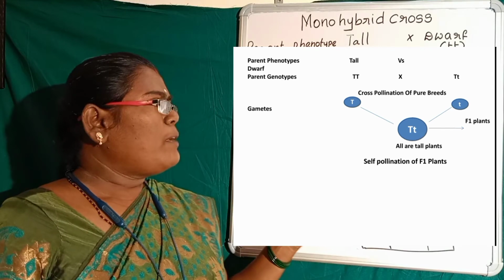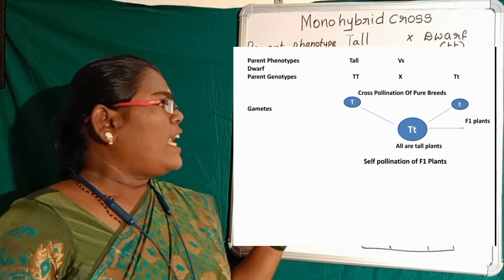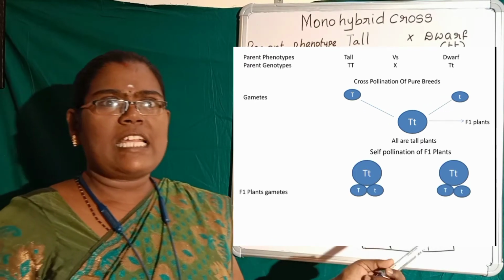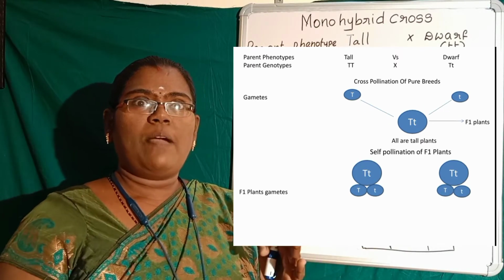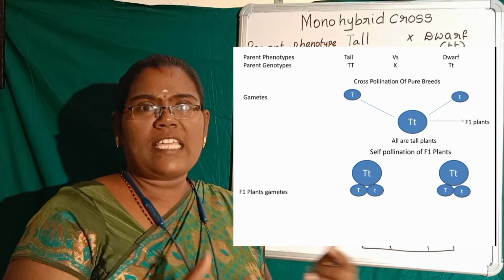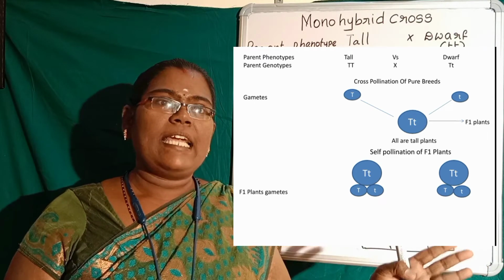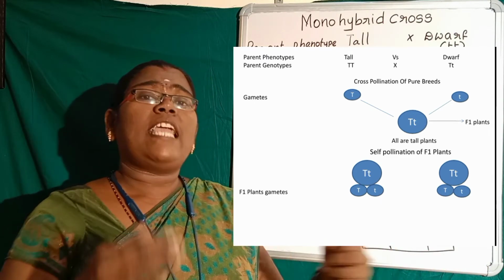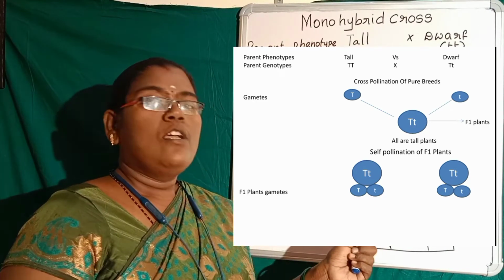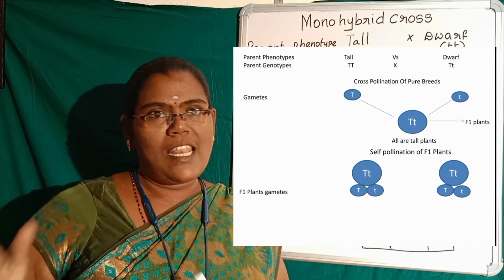Okay, so F1 plants are always in the heterozygous condition. So what are the F1 gametes? It is a heterozygous condition. So here we have to apply the law of segregation. The two alleles can segregate independently, and they can fuse with any other allele. It has that capacity. That is called the law of segregation. I will explain the laws again at the end.